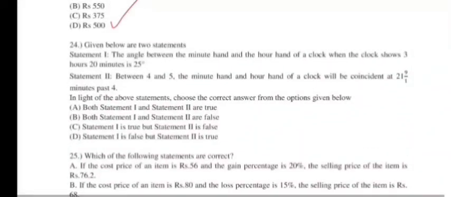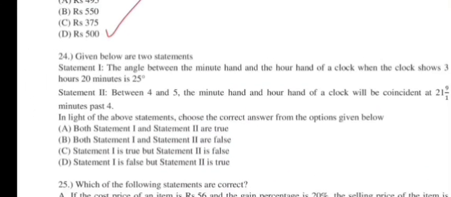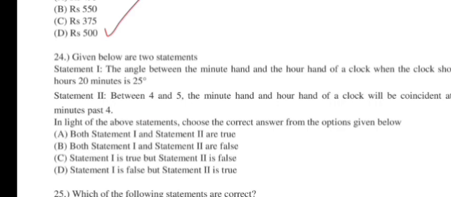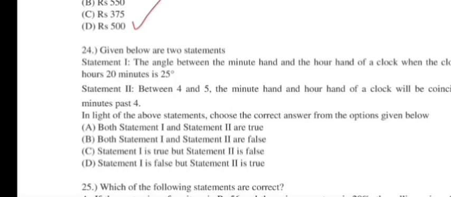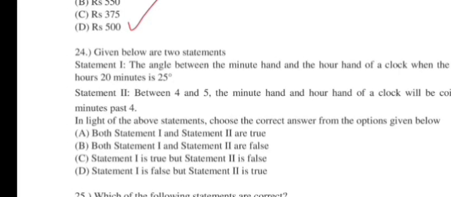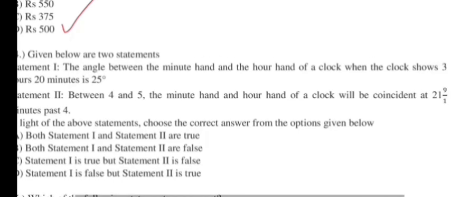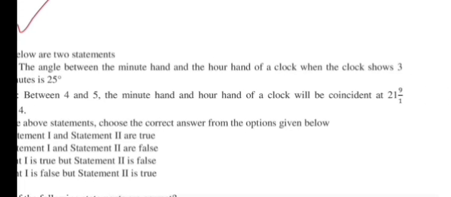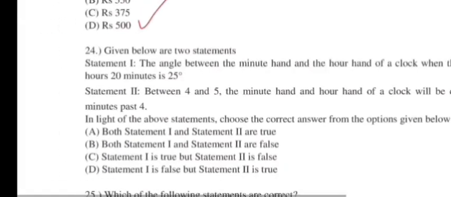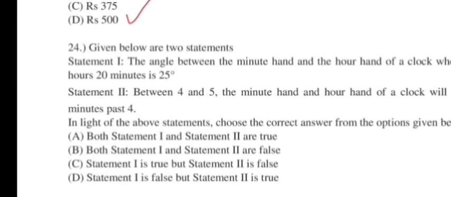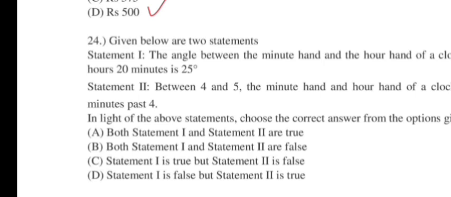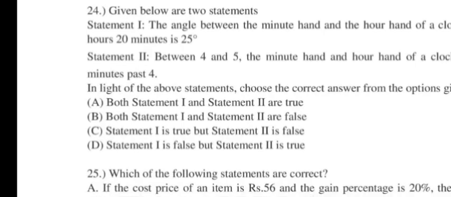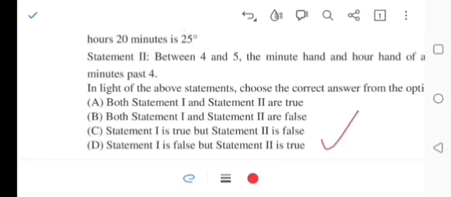Then 24 says, given below are two statements. Statement 1 says the angle between the minute hand and the hour hand of a clock when the clock shows 3 hours and the minute is 25 degrees. Statement 2 says between 4 and 5 the minute hand and hour hand of a clock will be coincident at 21 9/11 minutes past 4. In light of the above statement, choose the correct answer from the options given below. 1 and 2 are true, 1 and 2 are false, 1 is true and 2 is false, 1 is false and 2 is true. For 24, the correct option will be D, that is 1 is false, 2 is true.